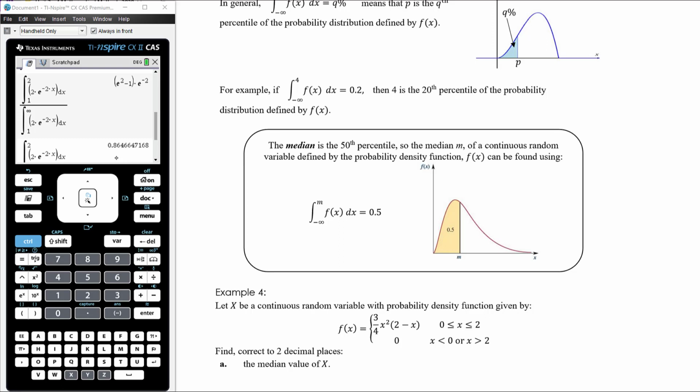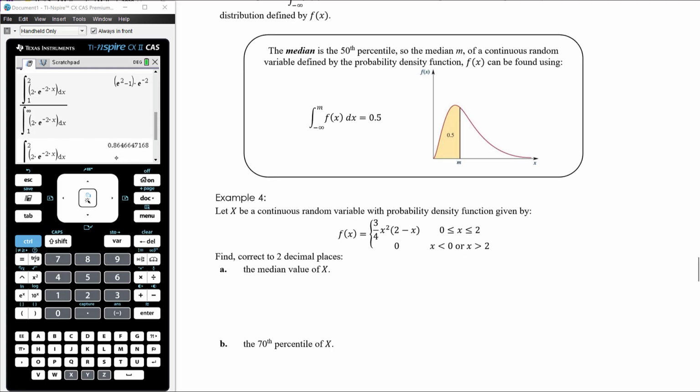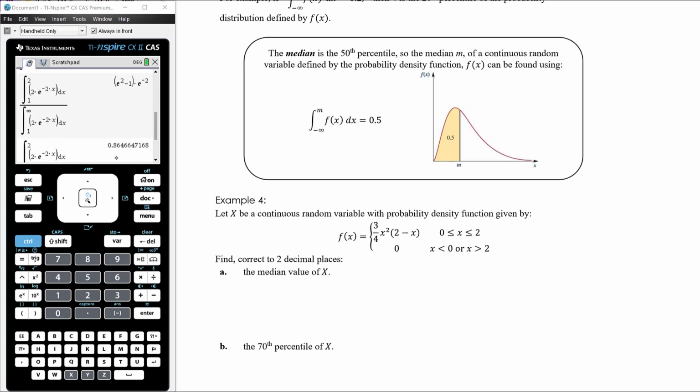So we know then that the median is the 50th percentile. The median follows the same logic. Finding the median is the same logic. If I integrate from the smallest value in my domain, which might have to be from negative infinity but will probably be from a number, up to m, and I get 0.5, that means that m has to be the median. It's the 50th percentile.